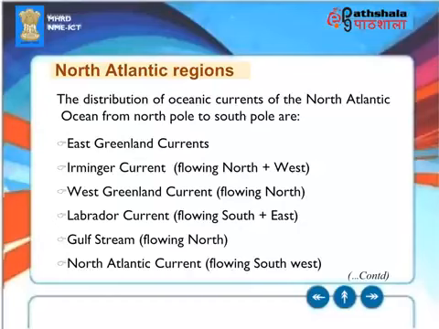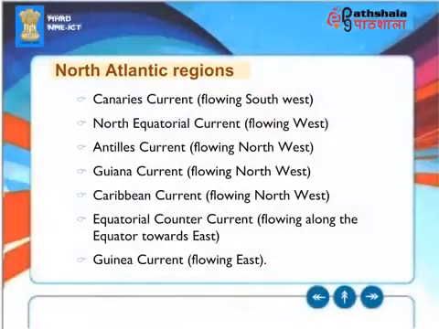North Atlantic regions. The distribution of oceanic currents of the North Atlantic Ocean from North Pole to South Pole are East Greenland Currents, Irminger Current flowing north plus west, West Greenland Current flowing north, Labrador Current flowing south plus east, Gulf Stream flowing north, North Atlantic Current flowing southwest, Canaries Current flowing southwest, North Equatorial Current flowing west, Antilles Current flowing northwest, Guyana Current flowing northwest, Caribbean Current flowing northwest, Equatorial Countercurrent flowing along the equator towards east, and Guinea Current flowing east.